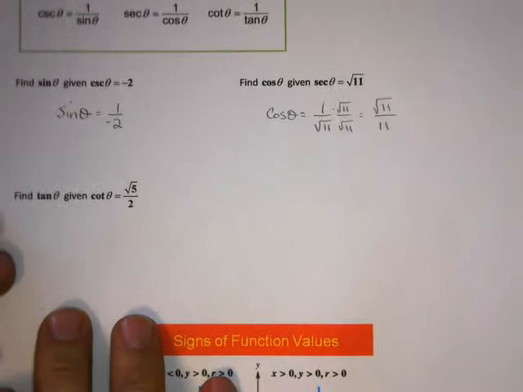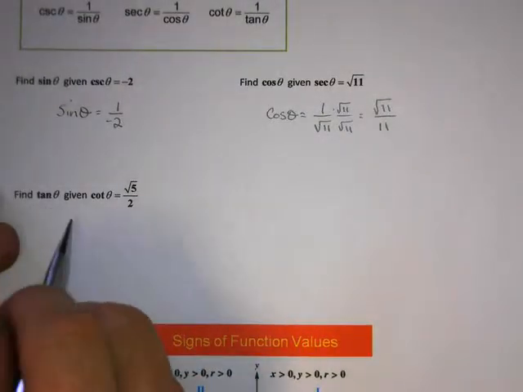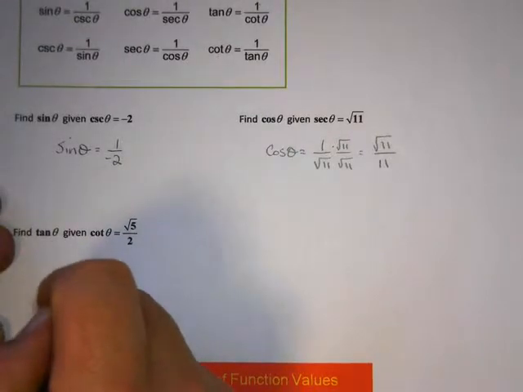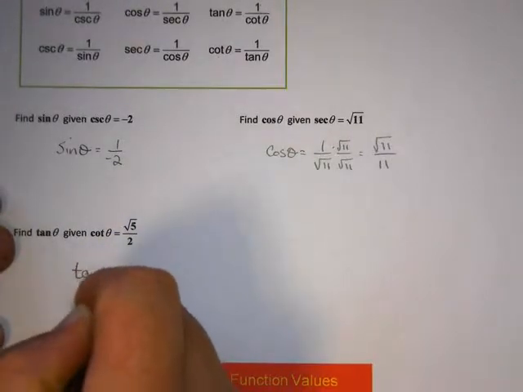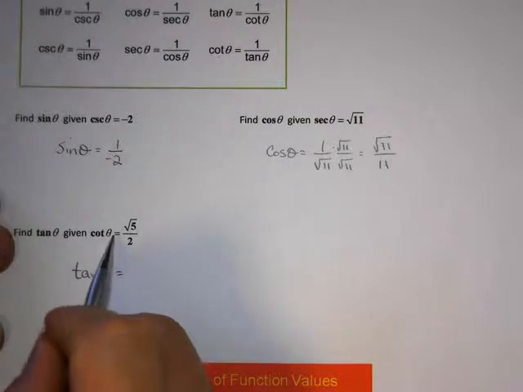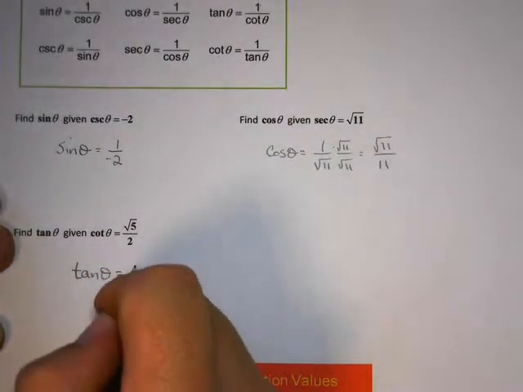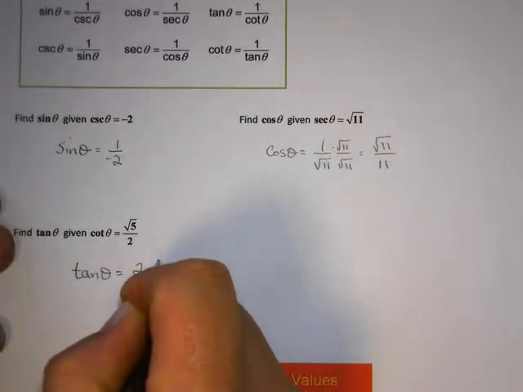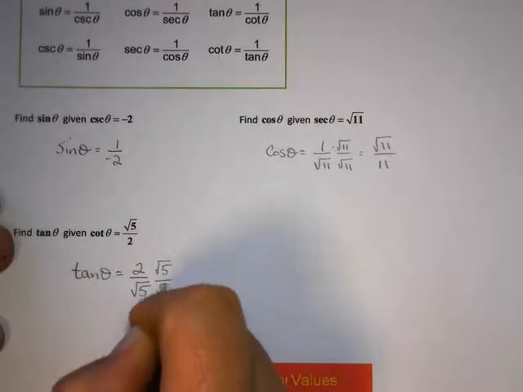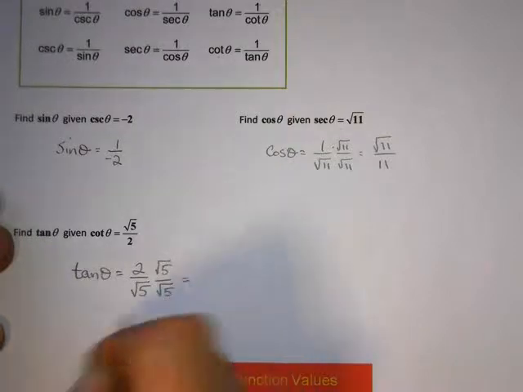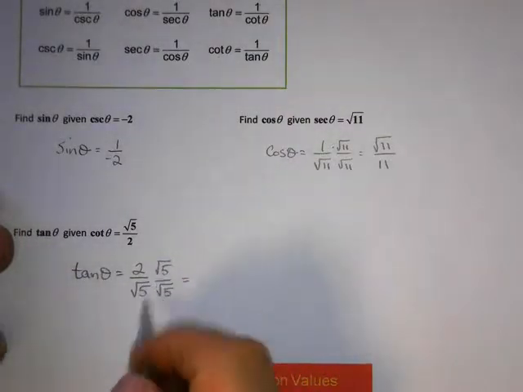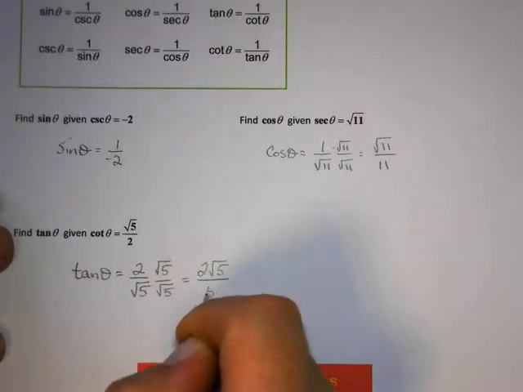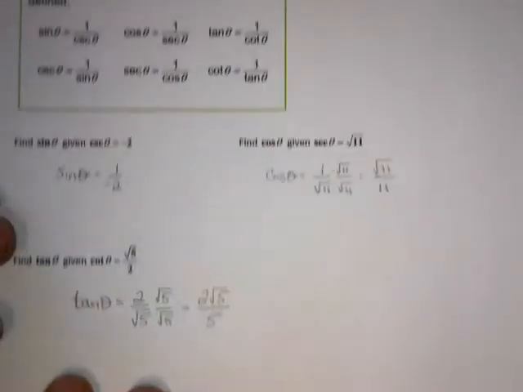Find tan theta given cotan theta. So tan theta is going to equal the reciprocal of cotan theta. So it's going to be 2 over the square root of 5. Then if we rationalize this, we're multiplying by the square root of 5 over the square root of 5, and we get 2 square roots of 5 over 5. So those are the reciprocal identities.